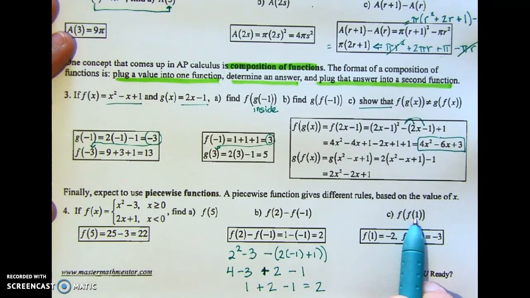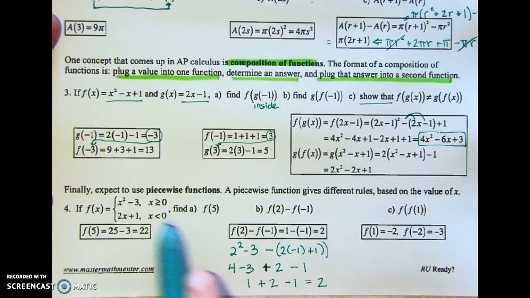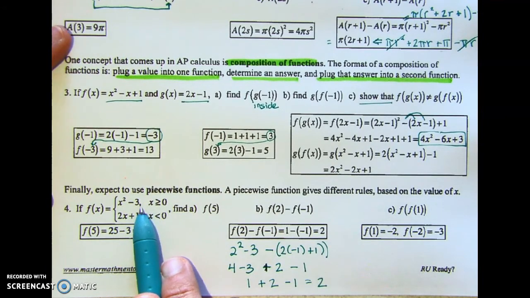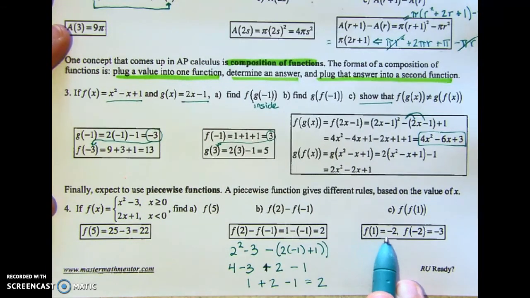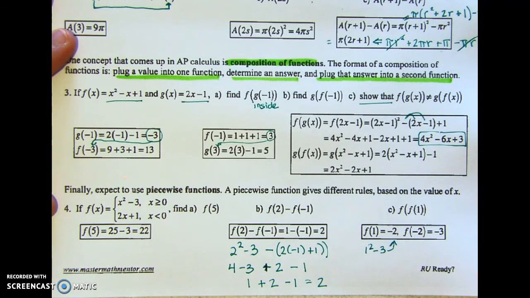F of 1, and then plug it into f again. So f of 1 is greater than 0, so we have 1 squared minus 3. Oh yeah, right here. 1 squared minus 3 is -2. But then -2 is less than 0, so you plug that one, -2, into the bottom.